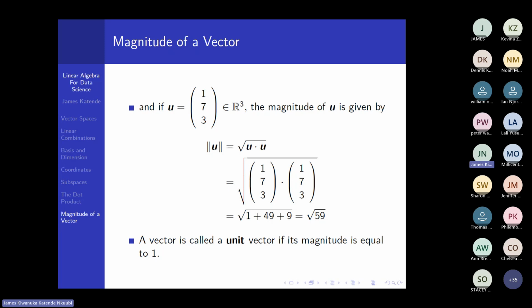Is this correct? Yeah, I think it looks correct. 50 plus 9. It will be the square root of 59. That will be the length of the vector u.